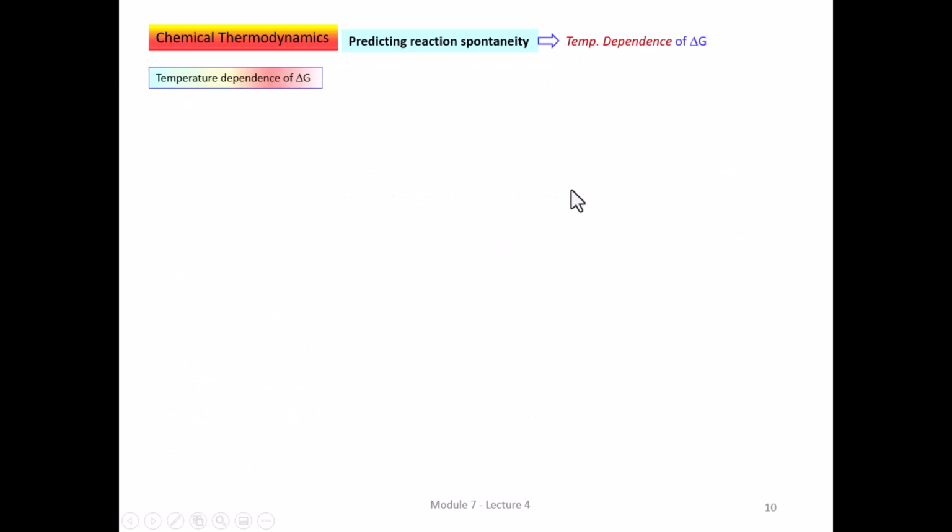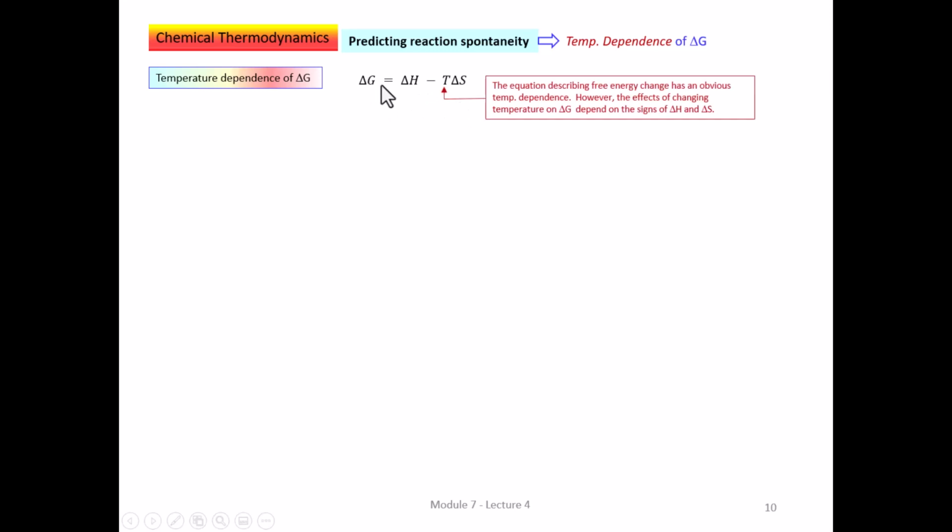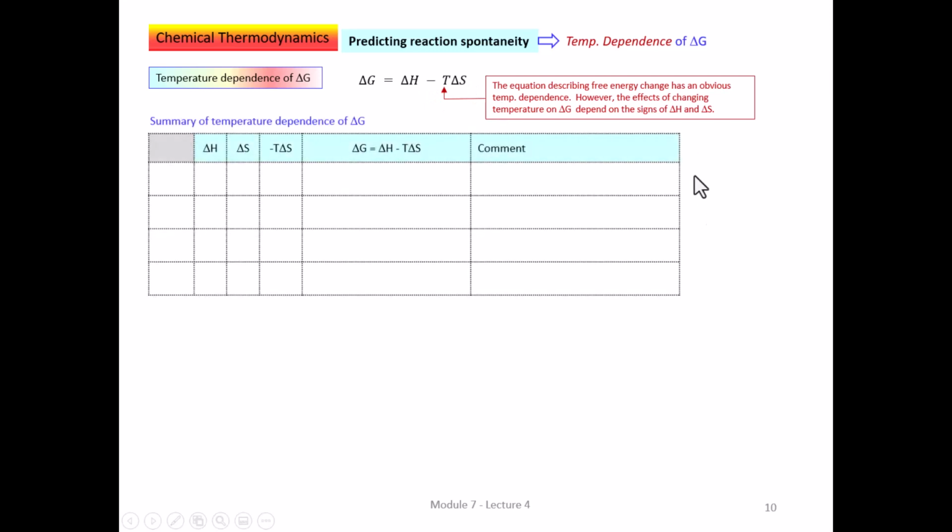If we go back to our original equation for calculating deltaG, you can see that deltaG has an obvious temperature dependence built in. However, you want to keep in mind that the effects of changing temperature on deltaG depends on the signs of deltaH and delta S. Let me show you what I mean. Let's look at 4 cases of different combinations of signs for deltaH and delta S, and let's see how that turns out to affect how temperature affects deltaG.